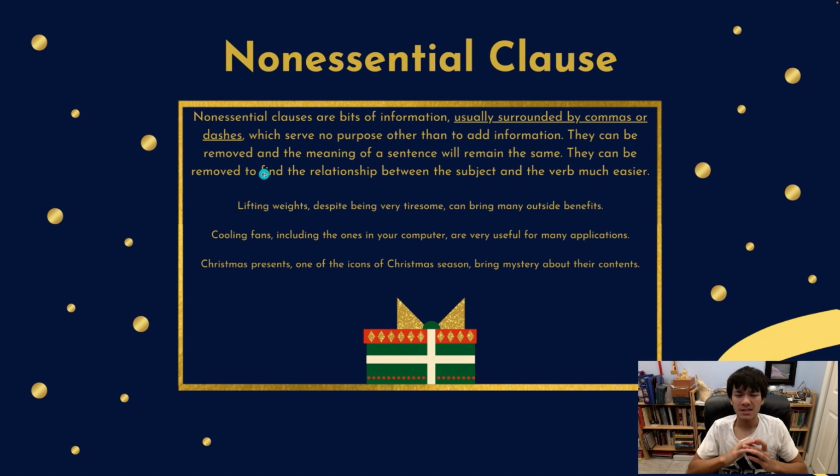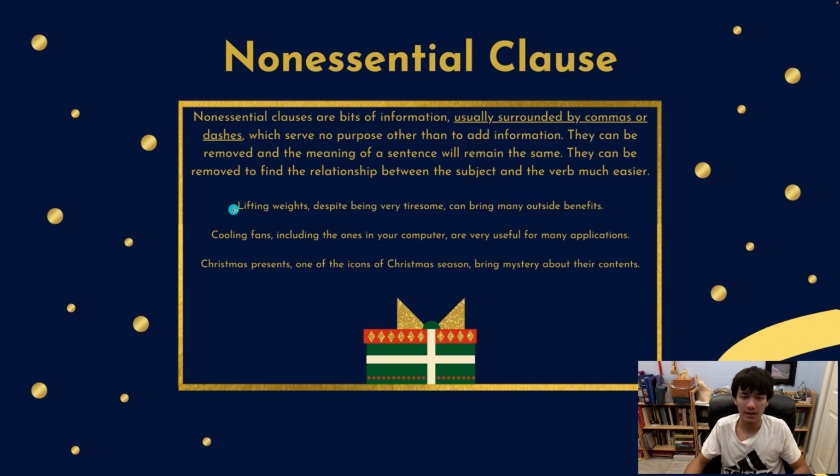So sometimes these clauses are put in here to distract you from the subject and the verb by putting distance between the two. But if you can get rid of that and the sentence remains the same, it makes it a lot easier. So let's try this. Lifting weights, despite being very tiresome, can bring many outside benefits. So if we just get rid of this, we can see lifting weights can bring many outside benefits.